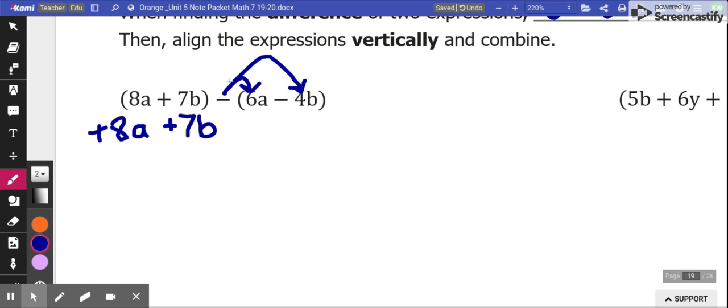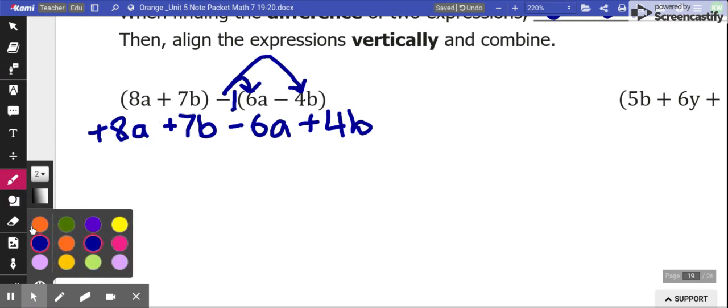A negative times 6a is kind of like a negative 1 times 6a. That's a negative 6a. And then what's a negative times a negative? Negative 1 times negative 4b. That's a positive 4b. Now, you could line up the expressions vertically. I'm going to go over a different way down here. Another way you could do it is make different shapes around the like terms.